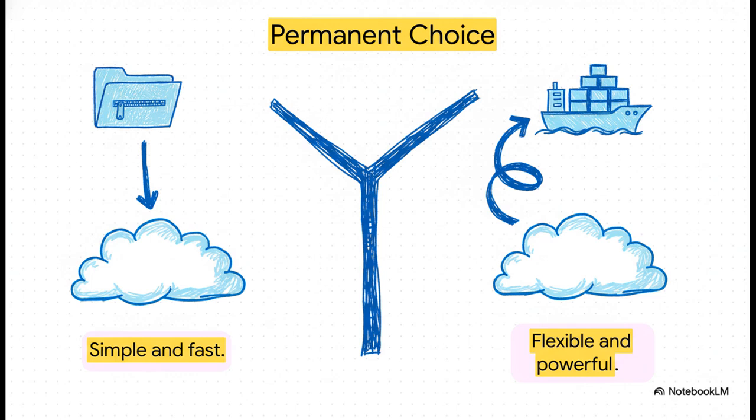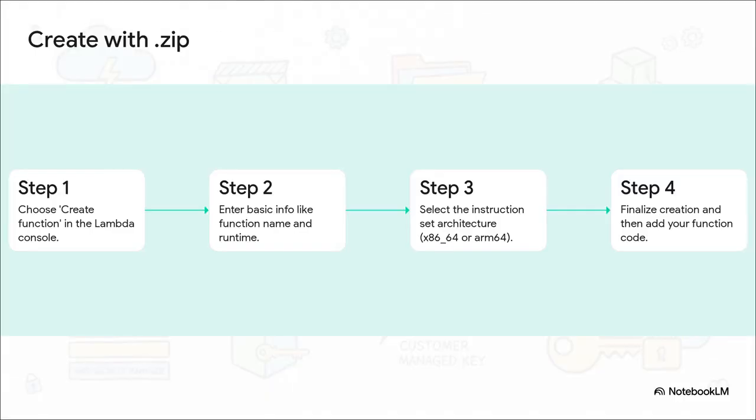On the other hand, you can use a container image. This is for your more complex stuff, giving you the flexibility to use custom base images, package bigger dependencies, think data pipelines that need very specific libraries. And as the note on the slide says, this choice is permanent for that function, so you really have to think about what you need up front. It's a one-way street.